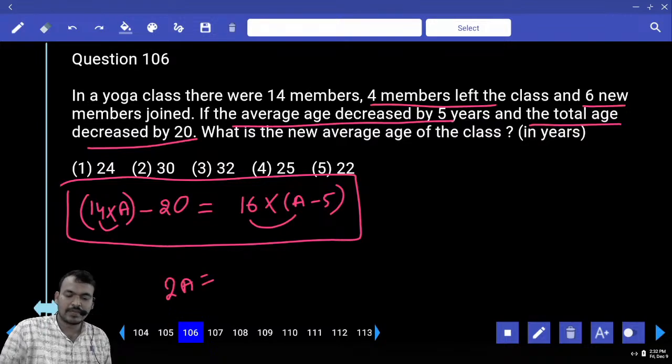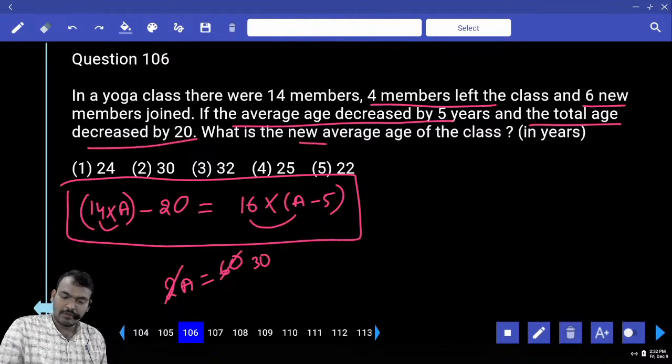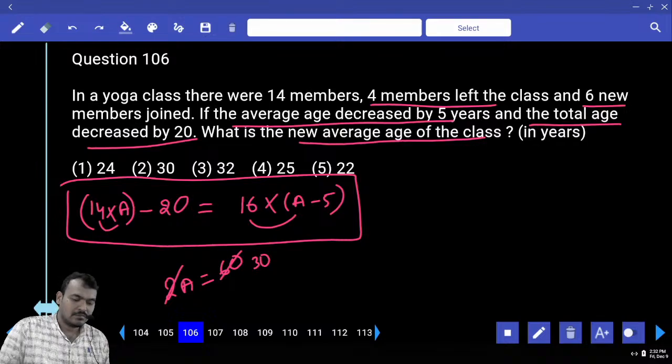Next, 16 fives are 80. Minus 80 becomes plus 80. 80 minus 20, 60, or not? 2A equal to 60. A value 30. What is the question here? New average or old average? Answer A minus 5 or A? A minus 5. What is A minus 5? 25.